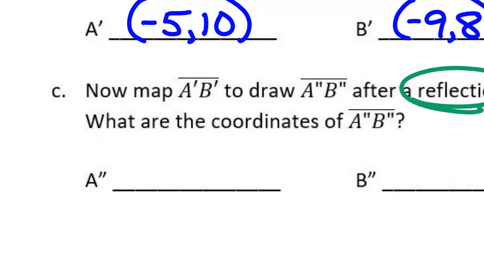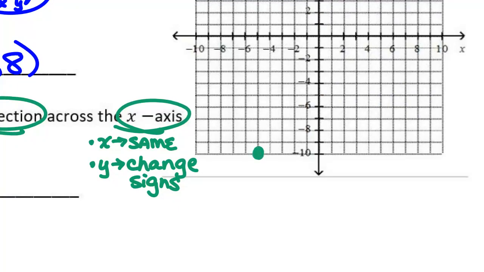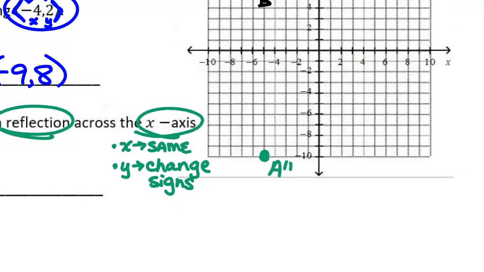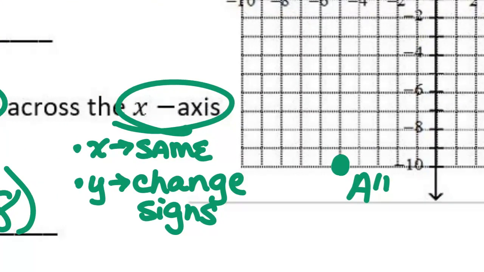So where would a double prime be then? Absolutely correct. Negative 5, negative 10. So right down here is a double prime. What about b double prime? Negative 9, negative 8. Very nice work. Right here is b prime, double prime. Grab my straight edge and connect those together.